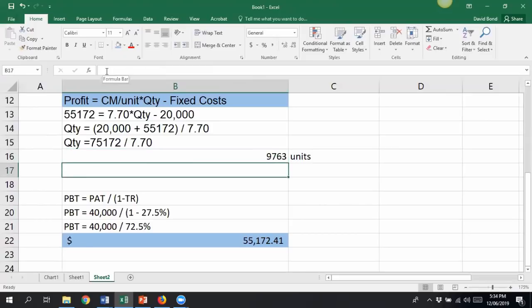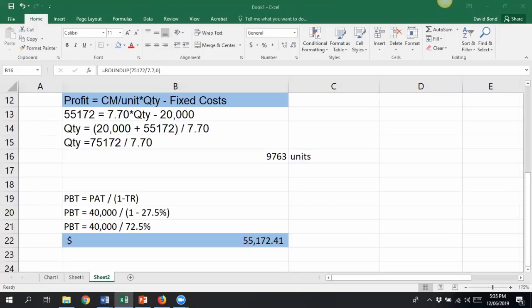That's now 9,763 units, which again makes sense because you need a bigger profit to get a 40,000 after tax instead of before tax. And we've gone from 77,000 units to 97,000 units. So again, it kind of sort of makes sense on that front. But that is the nuts and bolts of most of CVP.